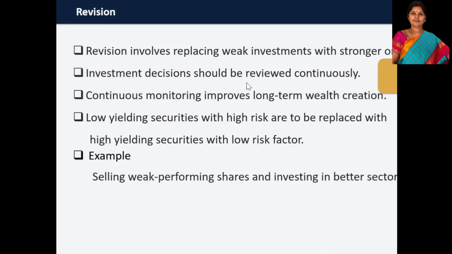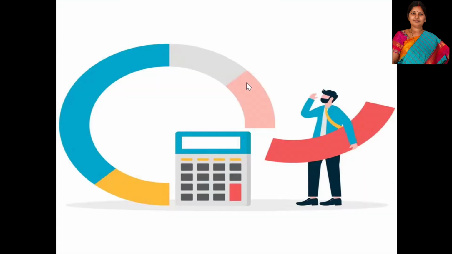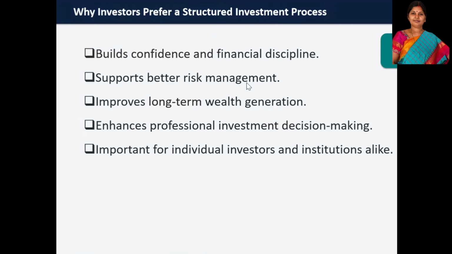Next, continuous monitoring improves long-term wealth creation. So we have to make continuous monitoring. This will definitely make us understand where we are standing. Next, low-yielding securities with high risk are to be replaced. For example, selling weak performing shares and investing in good performing shares. So this portfolio, whatever they have made, is to be revised every time and they can set the percentage changes.